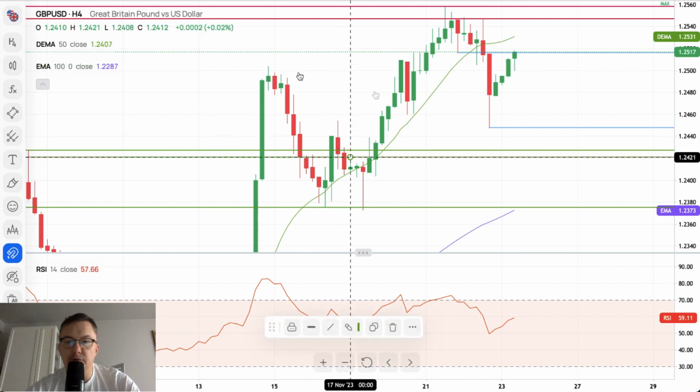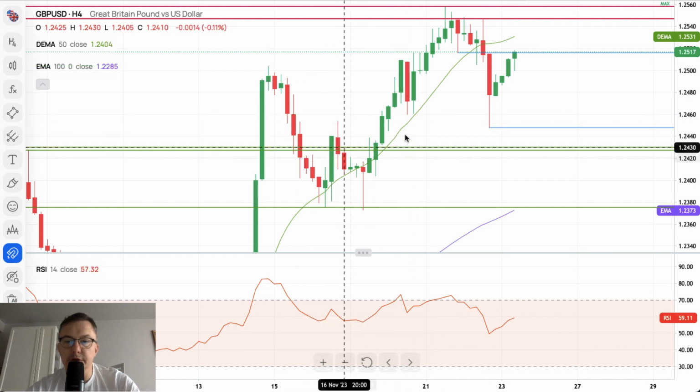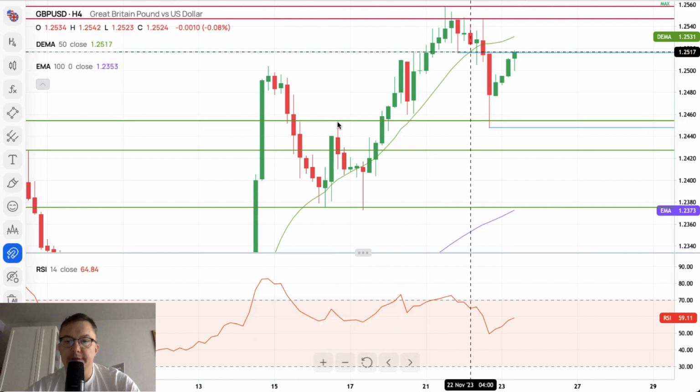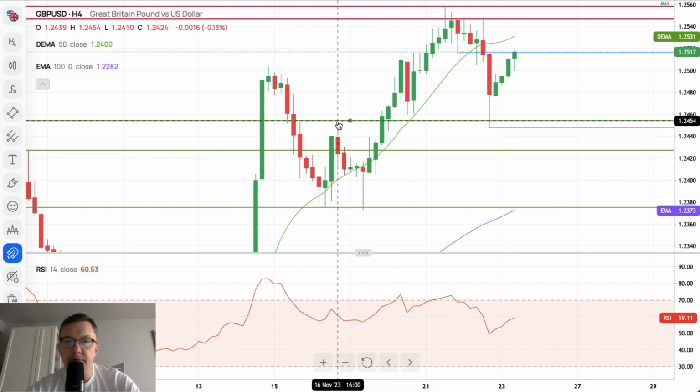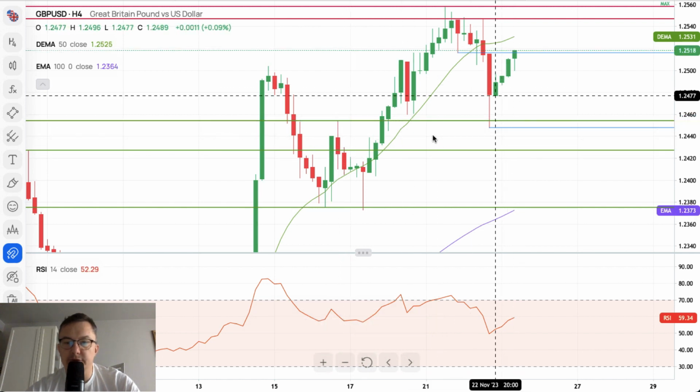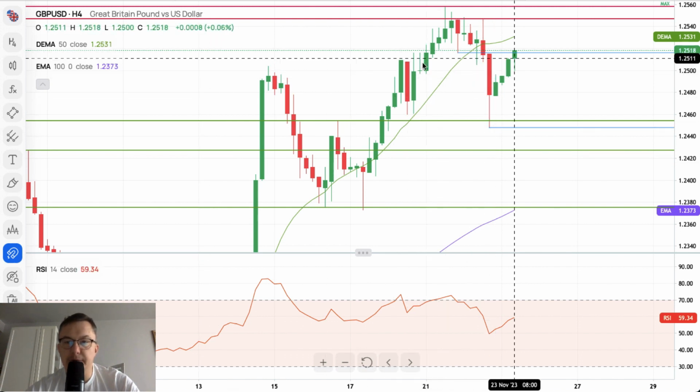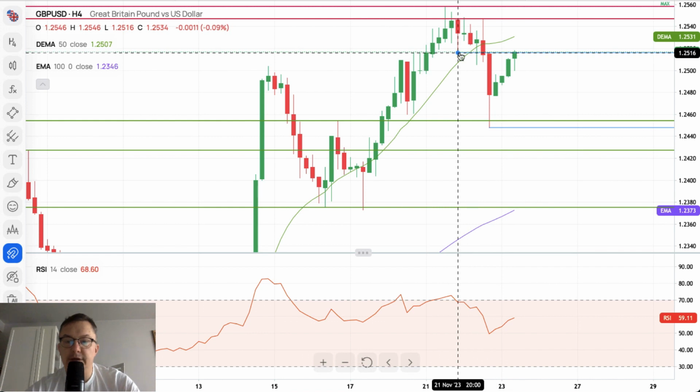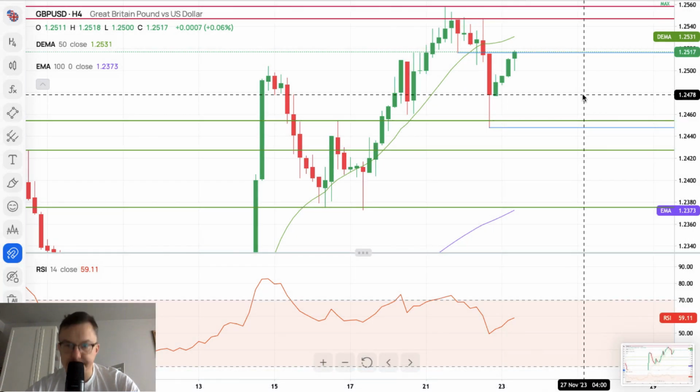This technical support won't be used that much anymore. It's better to have it here at 1.2454, so just below this spike low. As you can see, we are breaking above the intraday technical resistance, so it's a good sign that bulls are in charge of this market, and we might see more upside to come soon.